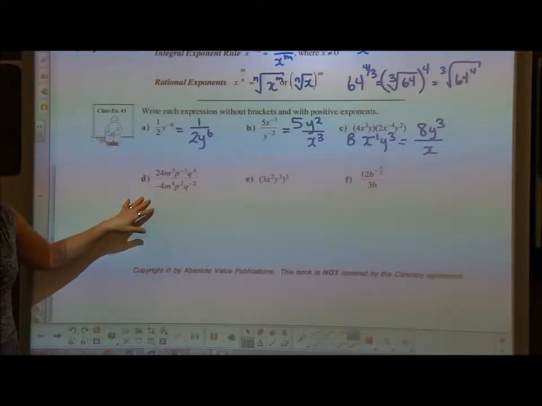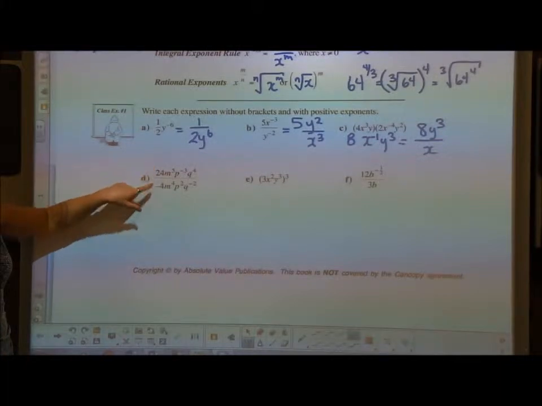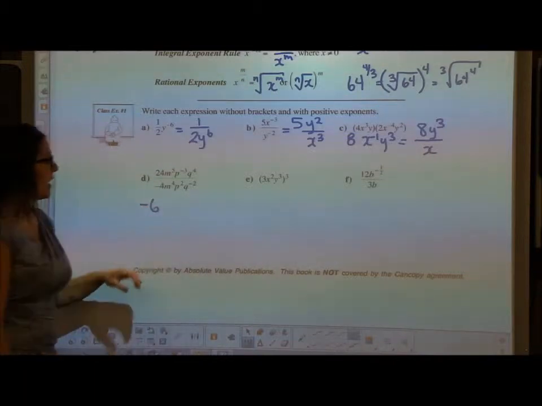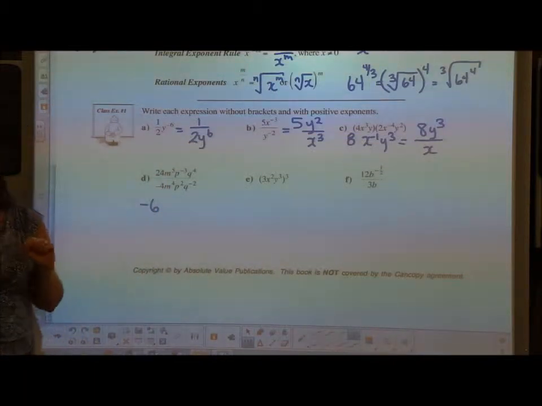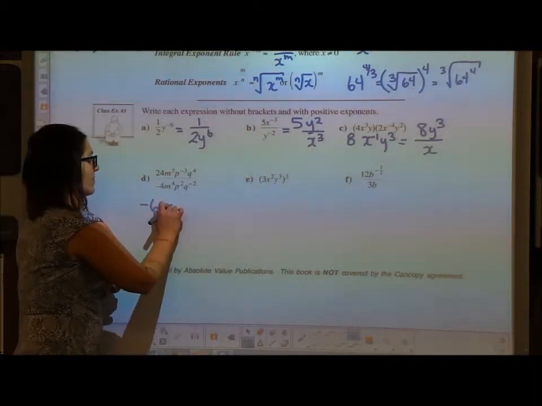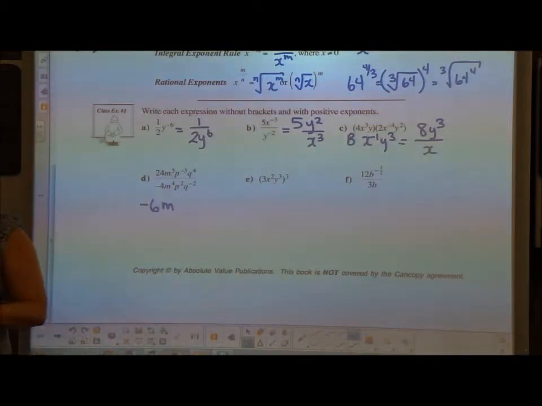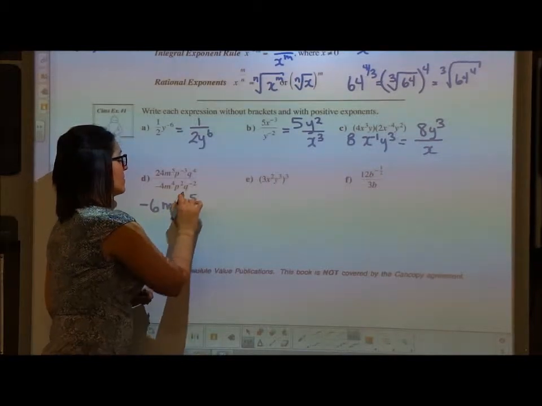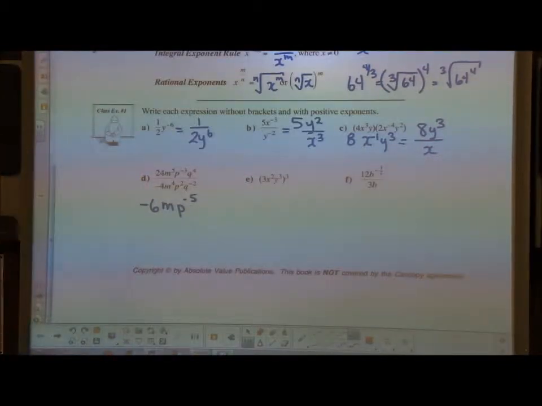Okay, so if I look at D, we use the exponent rules. 24 divided by negative 4, negative 6. And then m5 divided by m4, m. p to the negative 3 divided by p squared, p to the negative 5. And q4 divided by q to the negative 2.